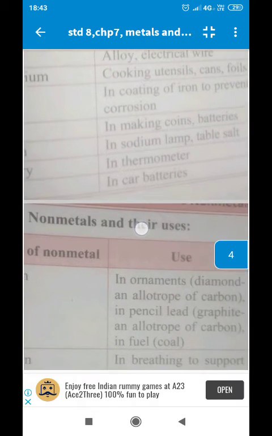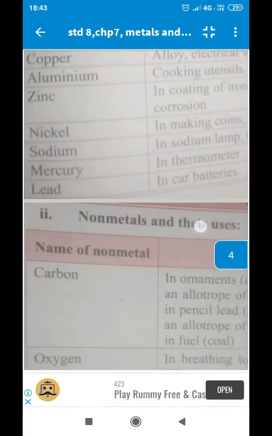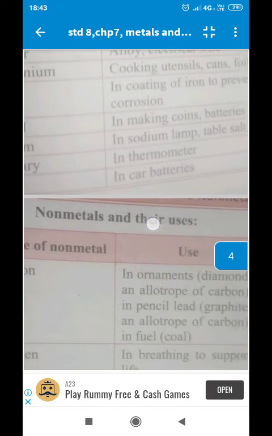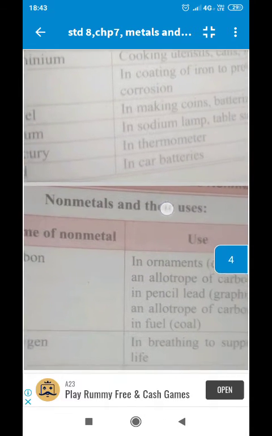Sodium is used in sodium lamp, table salt. Mercury is used in thermometer. Lead is used in car batteries.